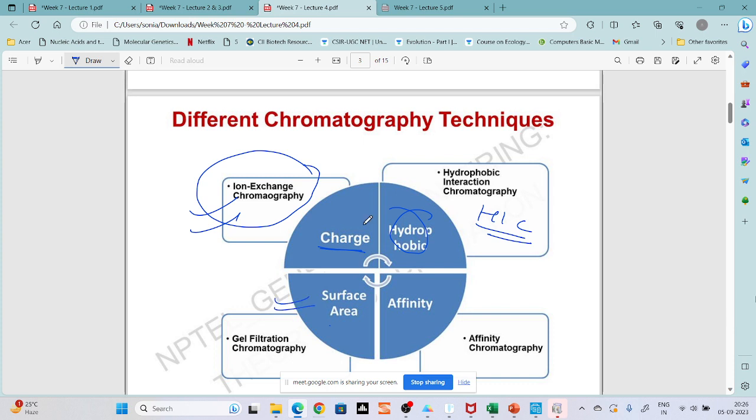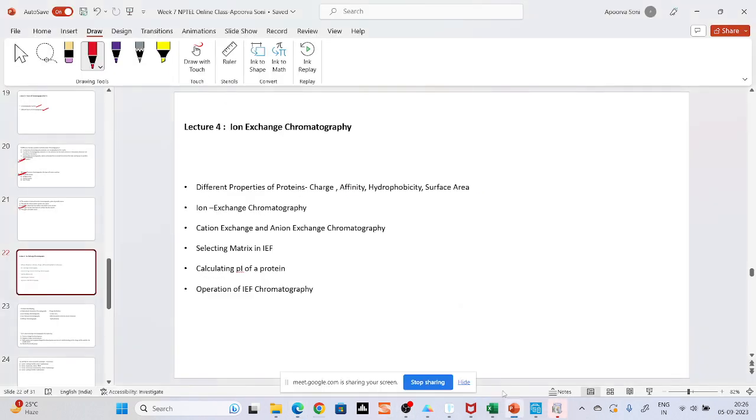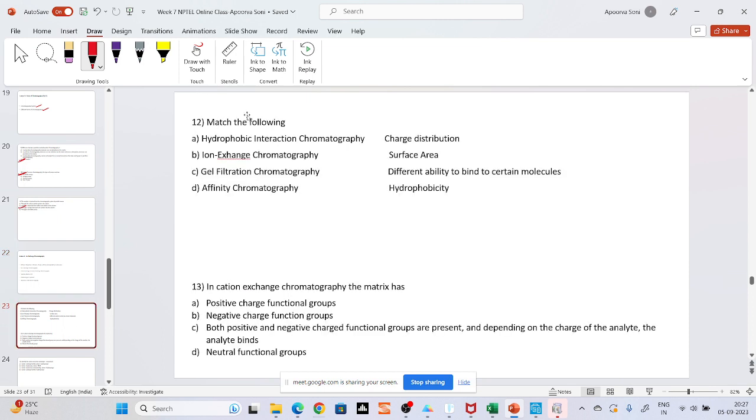So, depending on this, let's solve one or two questions. Okay, so match the following. Now try to match and tell the answer. I have explained you this. Try to answer.